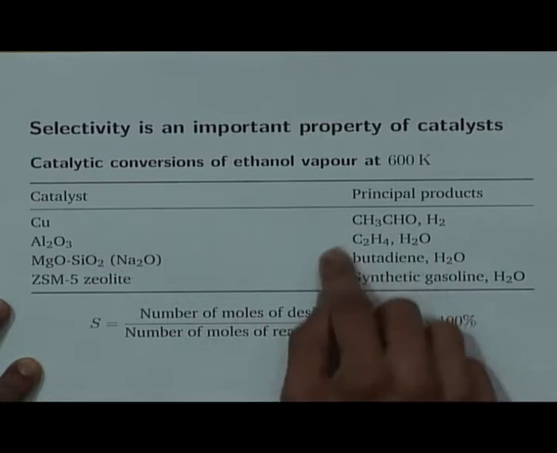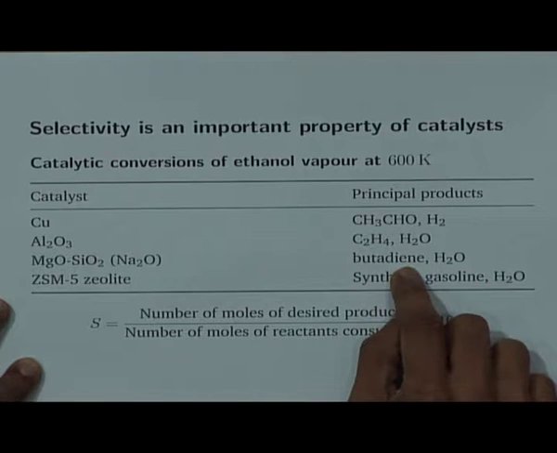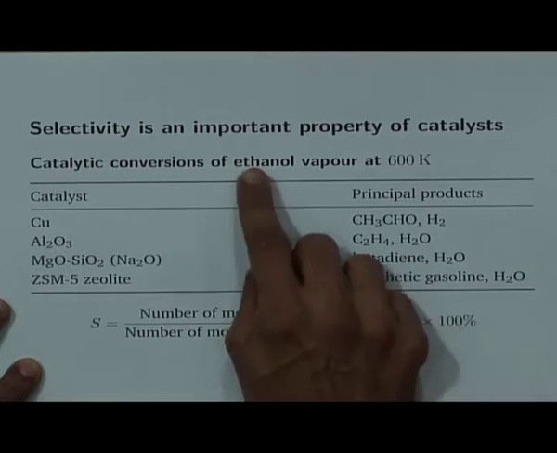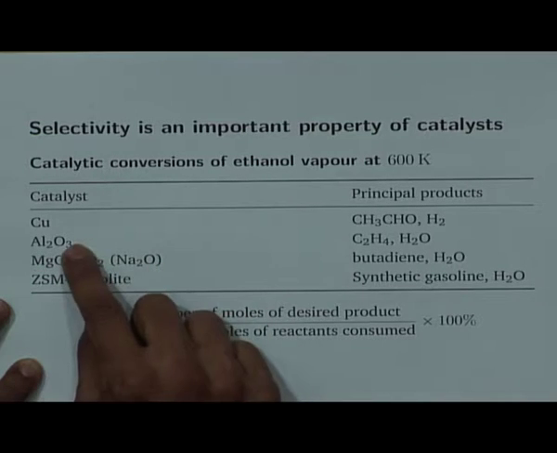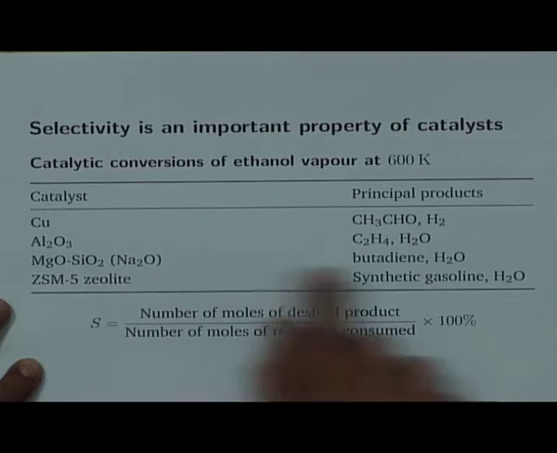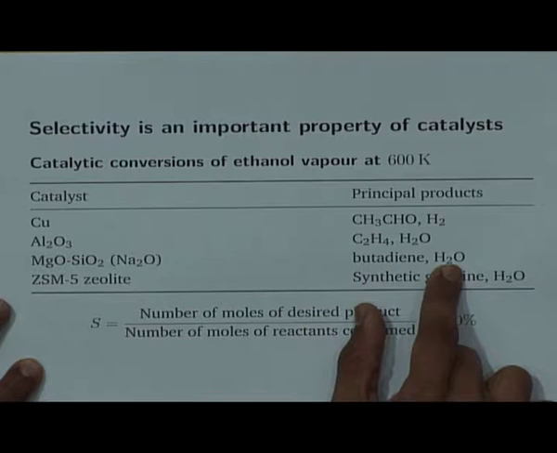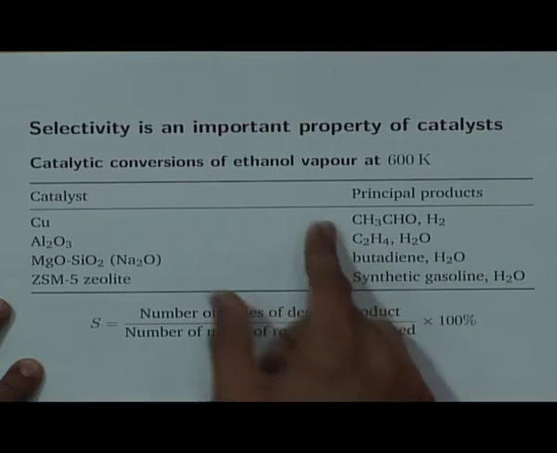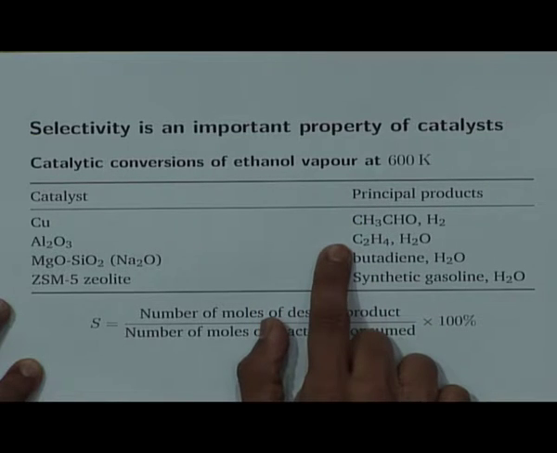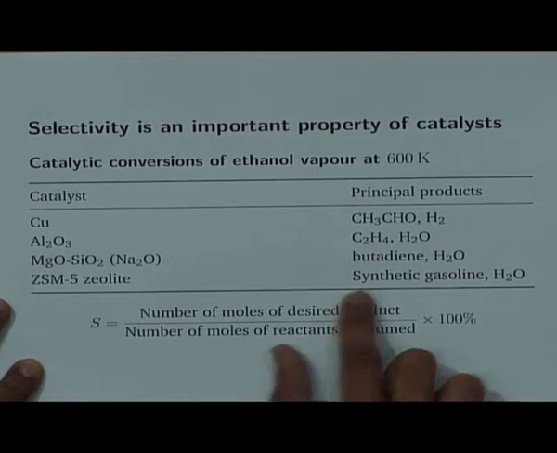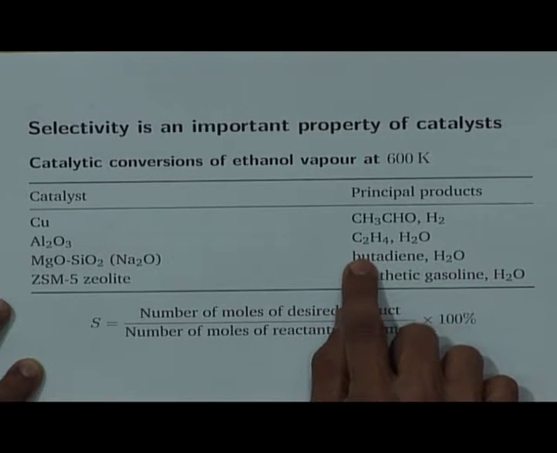Imagine that I am interested in producing butadiene from the decomposition of ethanol vapor. And if I did this, I would choose to do this with magnesium oxide and silicon dioxide. But when I do this reaction, I get butadiene and water, but if you looked at the product, you will also get the other things. You will get acetaldehyde, you will get ethylene, you will get synthetic gasoline as well as the product that you are interested in, which is butadiene in this case.